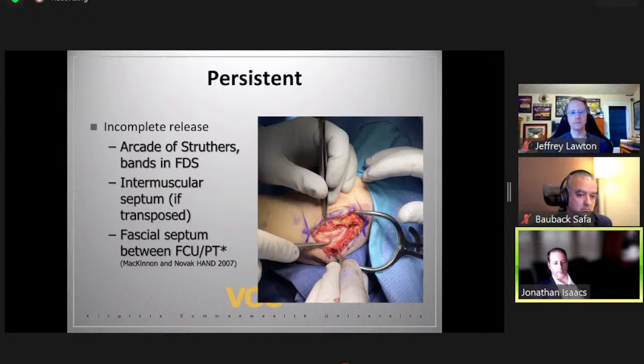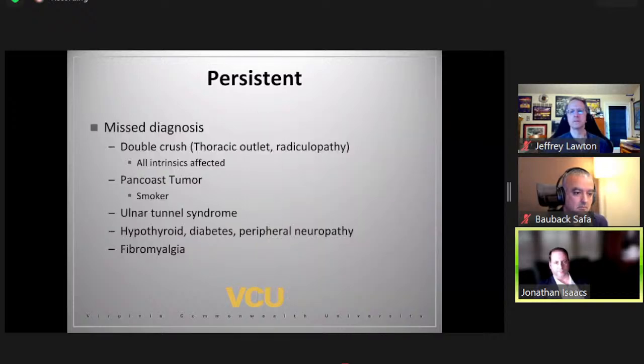Again, McKinnon and Novak point out that the most common incomplete release is the fascial septum between the FCU and the pronator teres. And that may be true, but I think that's also the point where you're more likely to have iatrogenic kinking or impingement when the nerve has been transposed, particularly through too small of an incision.